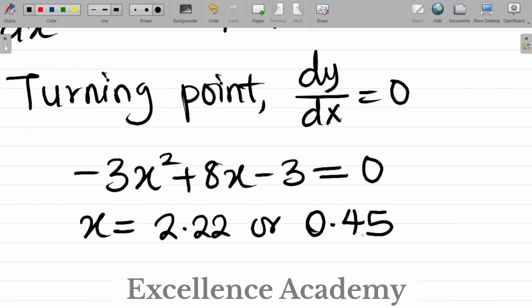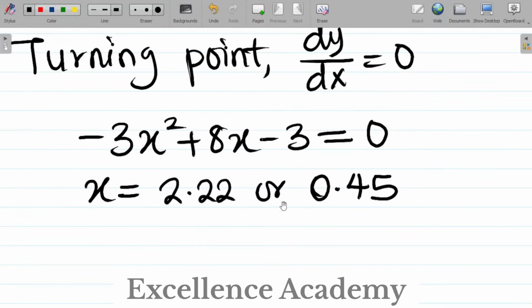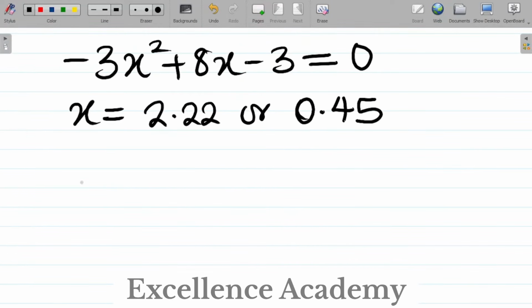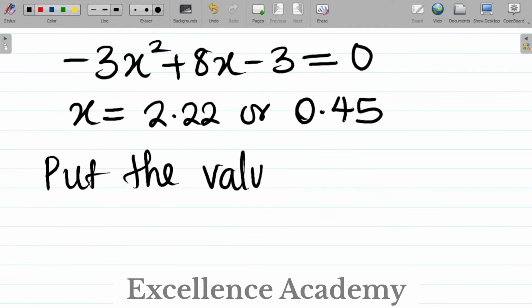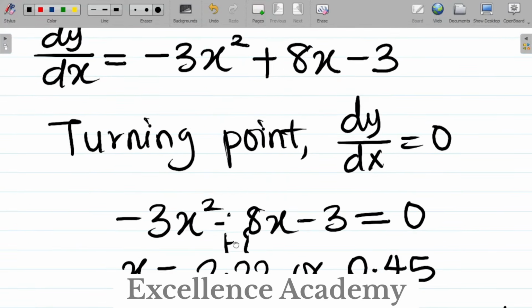So use any suitable method of solving quadratic equations. For me, I'm using a calculator and I have these answers. Now, when you're done with this, what next? You put the values of x into y. That's the next task there. If I put the values of x into y, what do you have there?